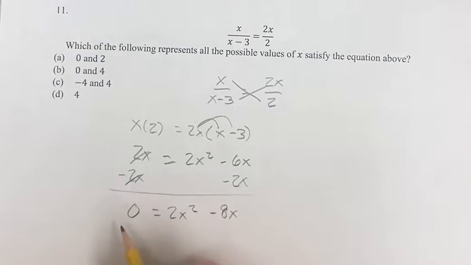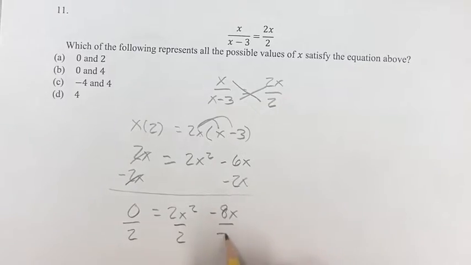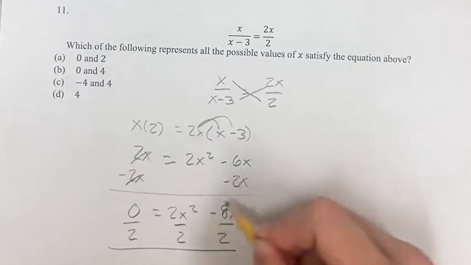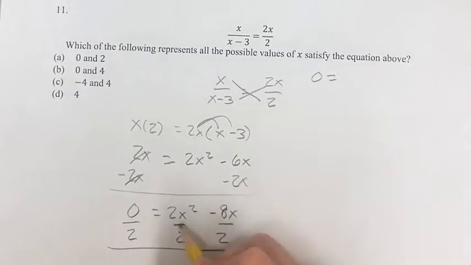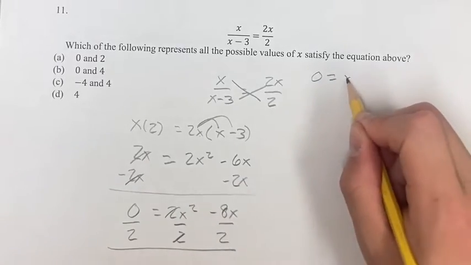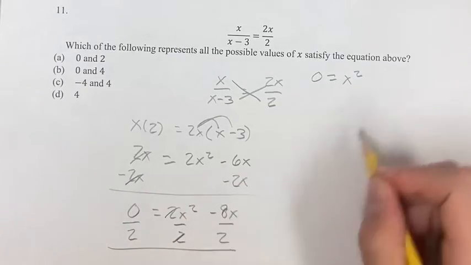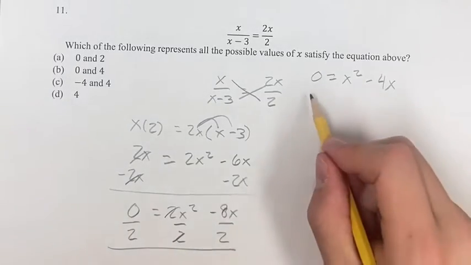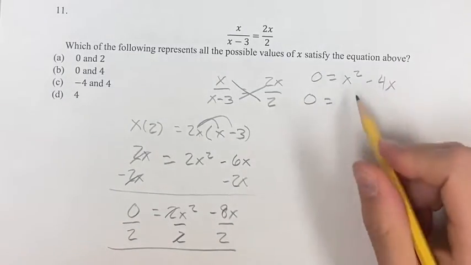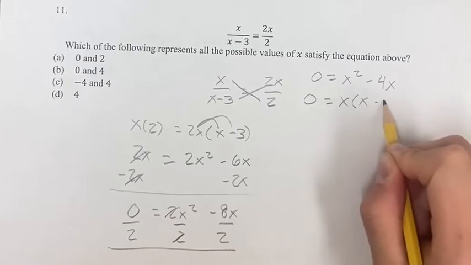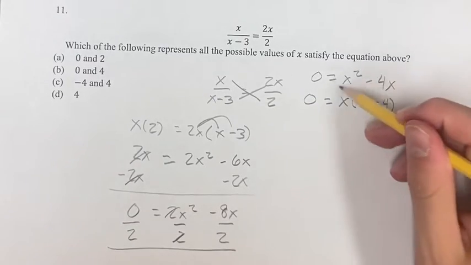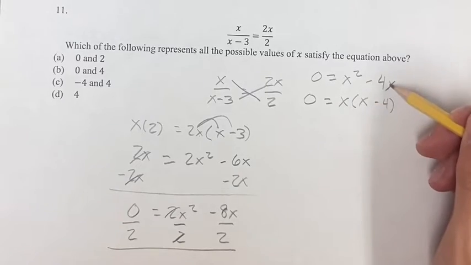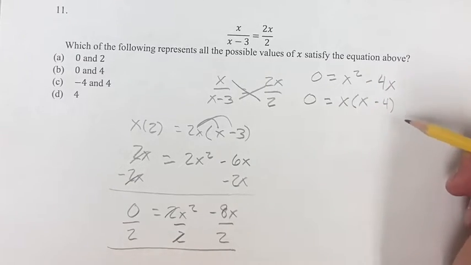Rewriting this up here, after we divide everything by 2, we have 0 divided by 2 is 0, and this is equal to 2 divided by 2 is 1 x squared, minus 8 divided by 2 is minus 4x. Now, if we want to solve for x, we can pull out an x out of both of these, and we're left with x minus 4, right? If you pull out an x out of x squared, you're left with x. If you pull out an x out of negative 4x, you're left with negative 4.